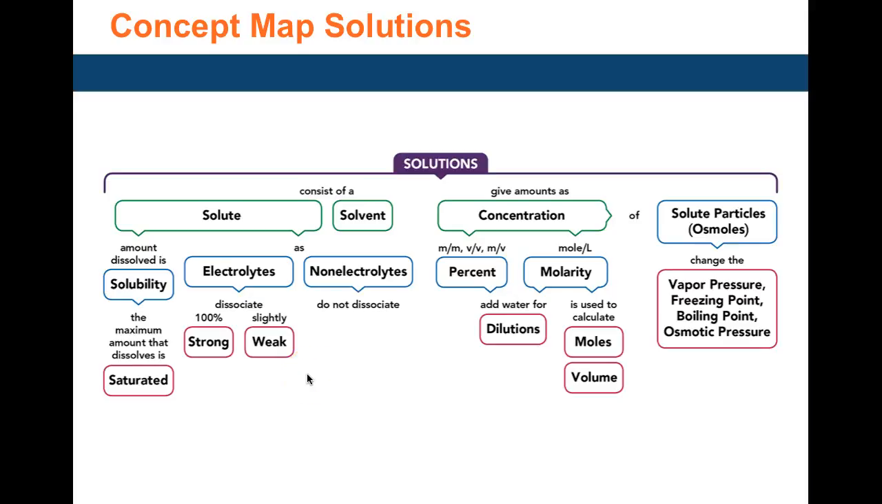All right, so to summarize, we looked at solutions. We talked about the two components of solutions, solute and solvent. And then we looked at solubility, which is the amount of solute in a given amount of solvent or solution rather. And we looked at what is the maximum amount of solute that can be dissolved into a certain amount of solvent. That's a saturated solution. Electrolytes can be strong, weak, or non.